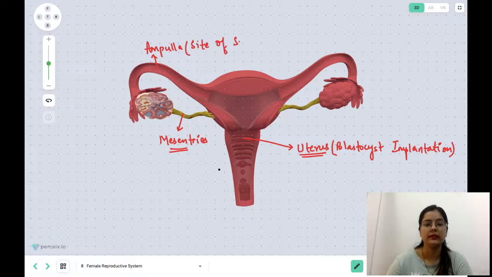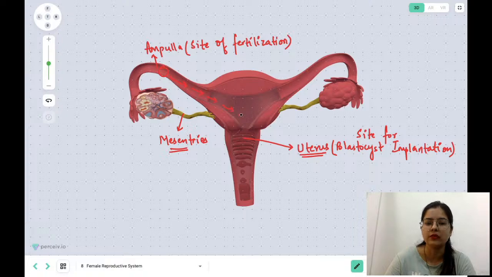All right. Like this. This is the site of fertilization. While, remember, uterus is the site of blastocyst implantation. So this is the site for blastocyst implantation. All right. So whatever the product or the zygote which is being formed here, it will travel over here to here. There are various stages: morula, blastula, blastocyst, and all those stages, and ultimately it is going to be implanted over here, like this. So this is the journey that goes on.